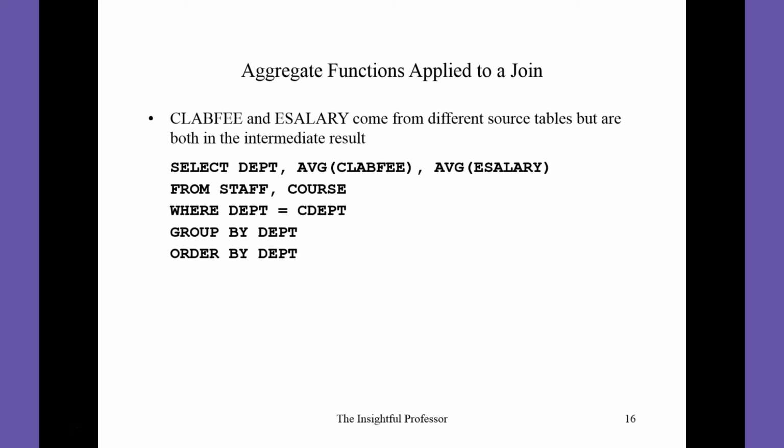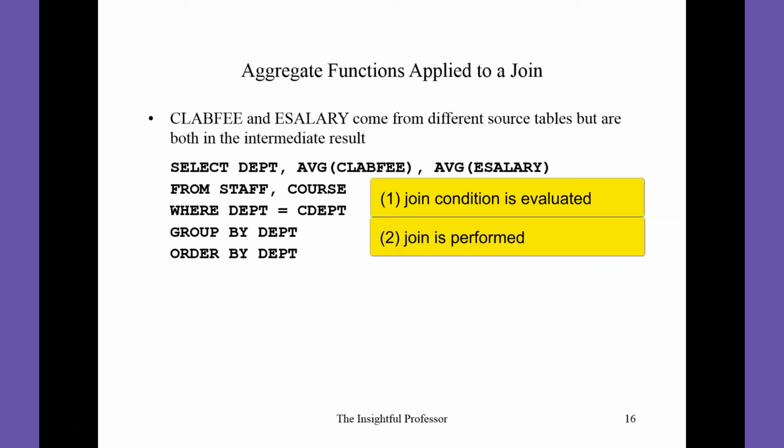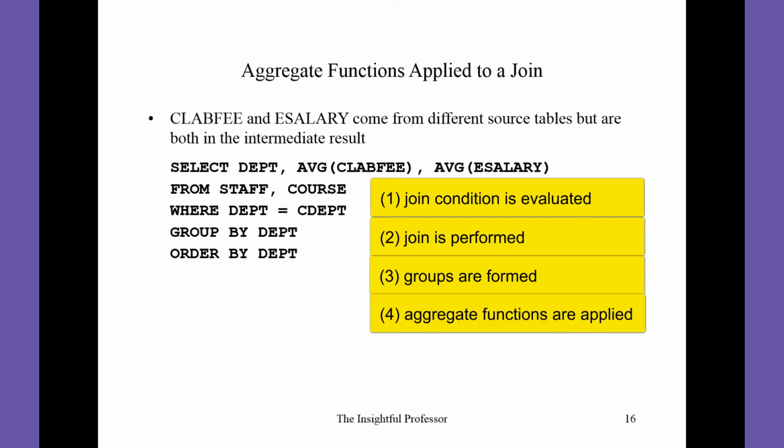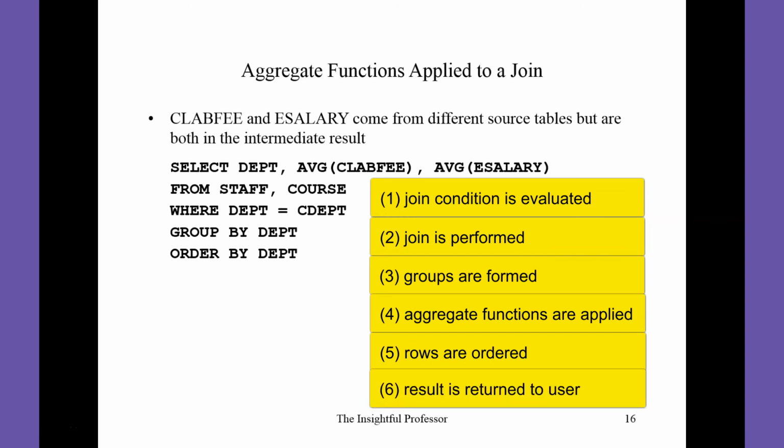Taking it one step further with the aggregate functions, after we've joined staff and course in this example, we then say, give me the average of the lab fee, give me the average of the salary. If we follow the logical progression of operations, the join condition is evaluated to determine the rows from the tables that will be used to form the join result. The join is then performed. Groups are formed, and aggregate functions are applied to these groups. Then the rows are ordered for presentation, and finally the computed result is returned to the requesting user.